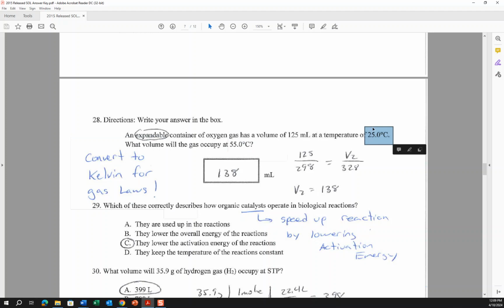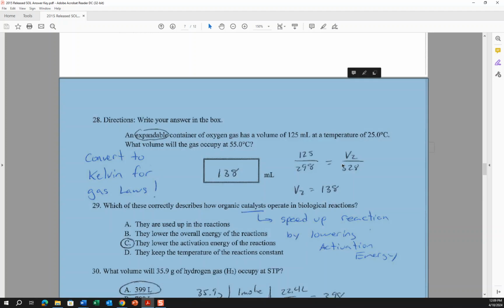The relationship between volume and temperature is a directly proportional relationship. So we're doing V1 over T1 equals V2 over T2, and the thing we're solving for here is V2, the final volume. We have the initial volume, 125 milliliters. We have the initial temperature, but we have to make sure we convert it to Kelvin. And then we have the final temperature, which we also convert to Kelvin. So we would cross multiply, so it would end up being this times this, and then we would divide by 298, and that's where the 138 came from.